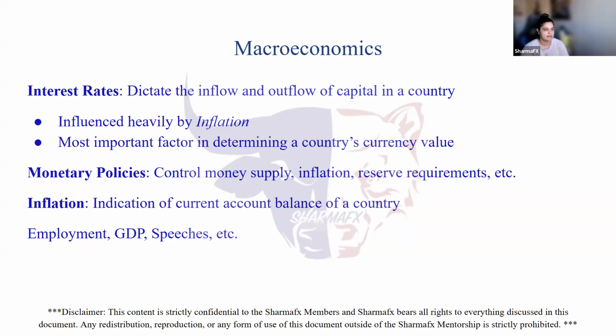Any central bank has two mandates. One is price stability, which comes down to inflation. They want to make sure inflation isn't getting too out of hand, and it's also not too low. They always talk about that medium of 2%, but hardly do central banks ever hit that 2%. It's always a little bit above or a little bit below. Inflation is the indication of the current account balance of a country. If it's too high, that means things are getting a lot more expensive, and that's when the central bank steps in and says, okay, we're going to increase interest rates.